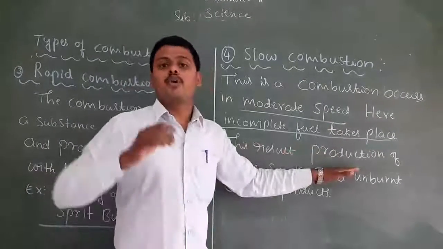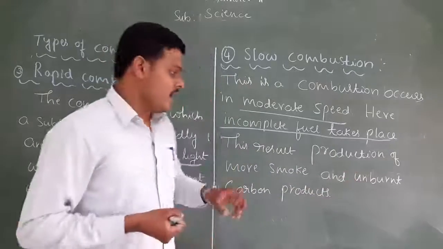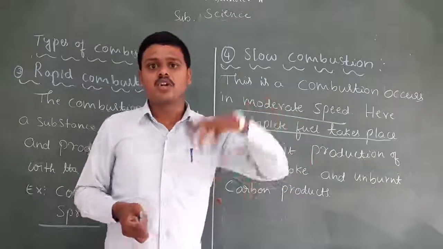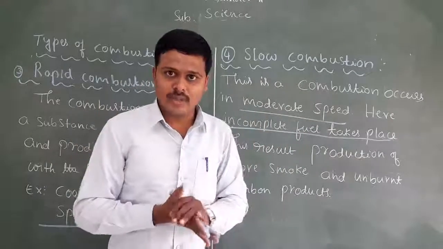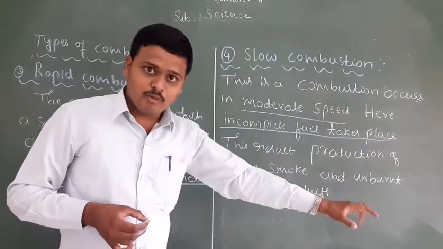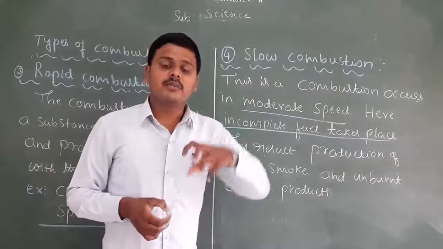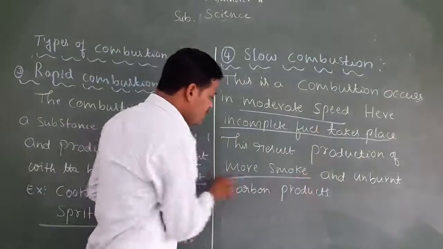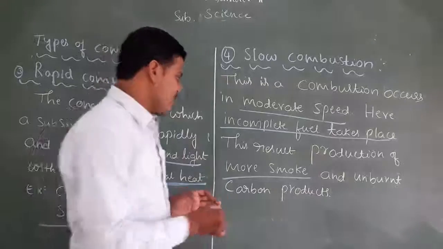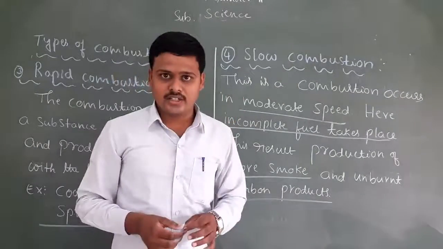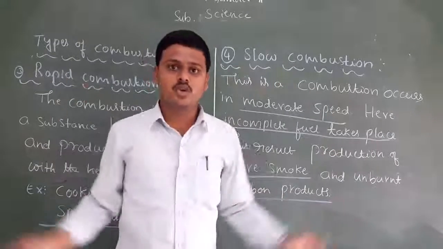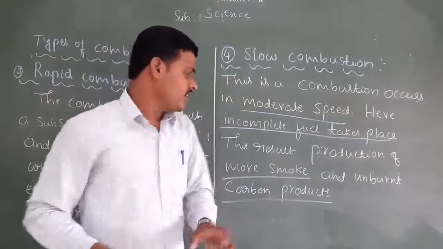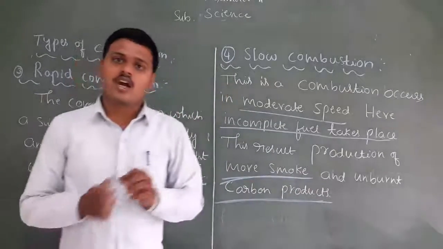This results in the production of a huge amount of carbon products and a huge amount of smoke. We observe that the burning of wood produces a huge amount of smoke. Why? Because the burning of wood takes place as incomplete combustion. As a result, it produces more smoke and unburnt carbon products. Proper burning of the fuel and proper combustion do not take place, so it produces more smoke and more carbon products.